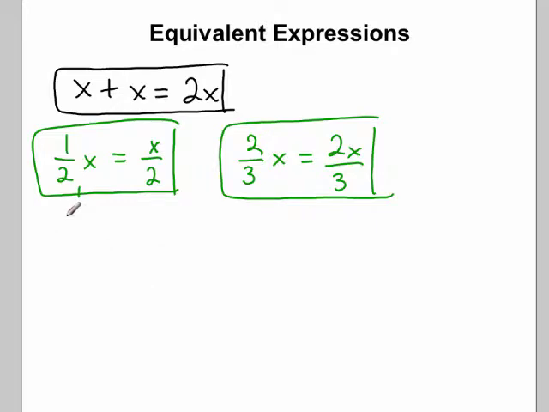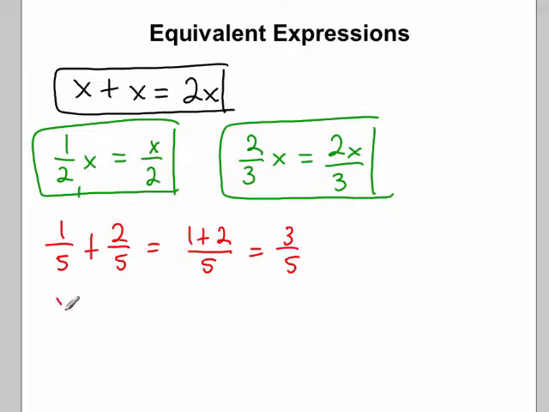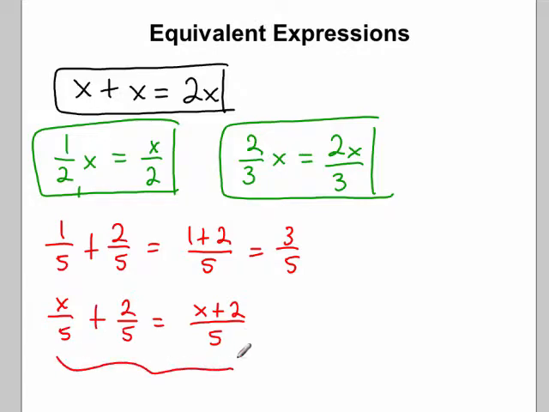Okay, here's another category of situations. We know from our work with fractions that 1/5 plus 2/5 would equal 1 plus 2, add the numerators. We have our common denominator of 5. And we could reduce that to 3 over 5. Now with algebra, let's suppose I had x over 5 plus 2 over 5. Again, I would add my numerators, x plus 2. And I can't put those together because they're not like terms, over 5. So these two expressions are equivalent.